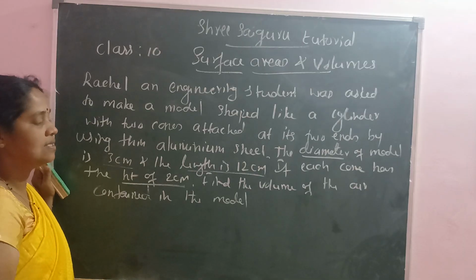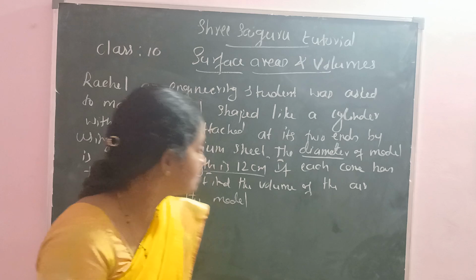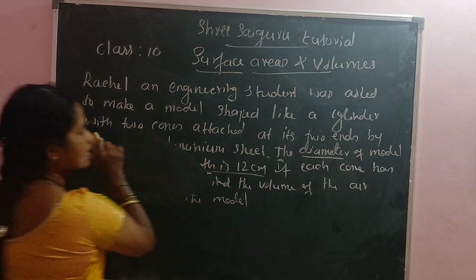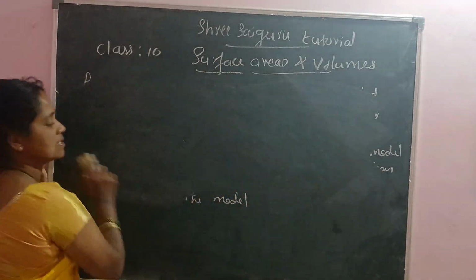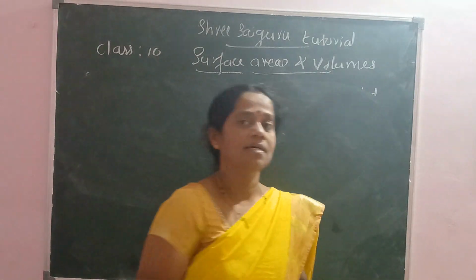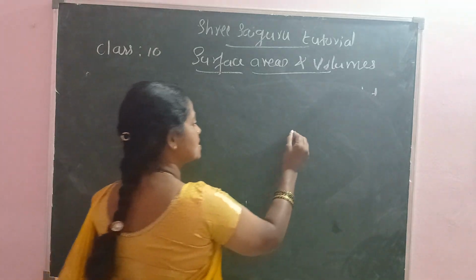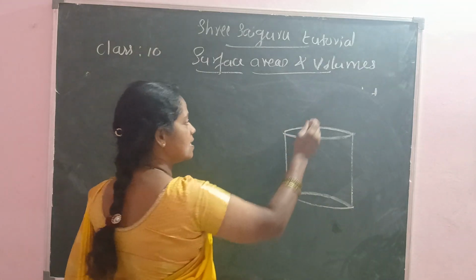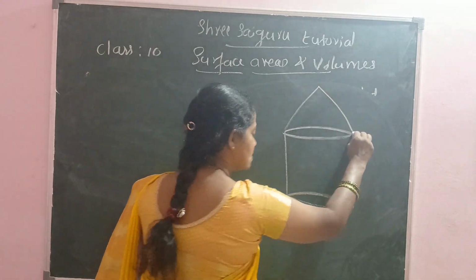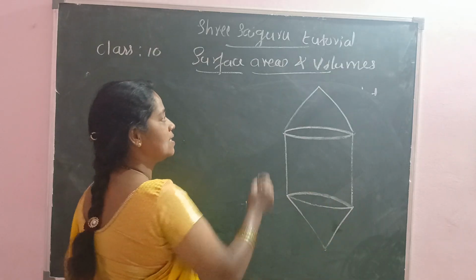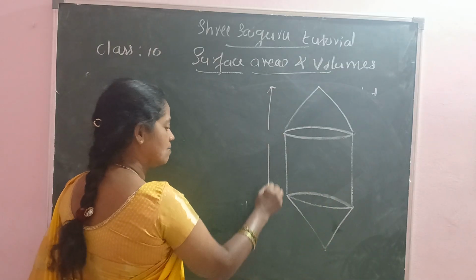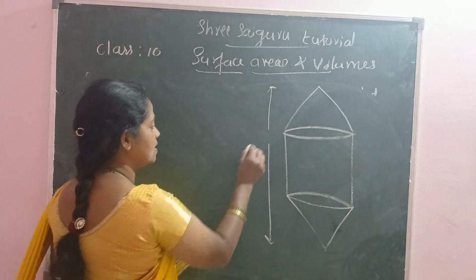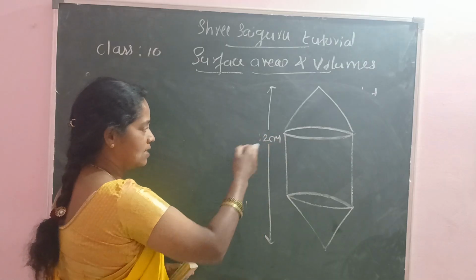So this is the question. Let us draw the diagram here. Rachel, the engineering student, made one model. The model is in the shape of a cylinder, and the ends of the cylinder are made by two cones. The height of the model is given. The height of the model is 12 centimeter.